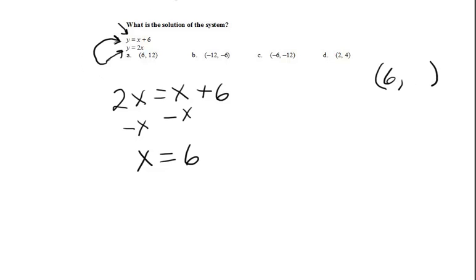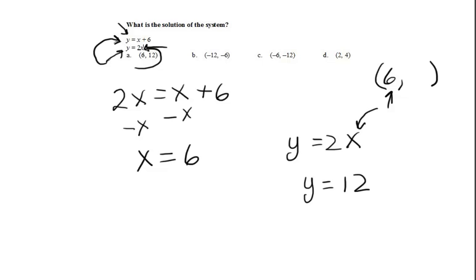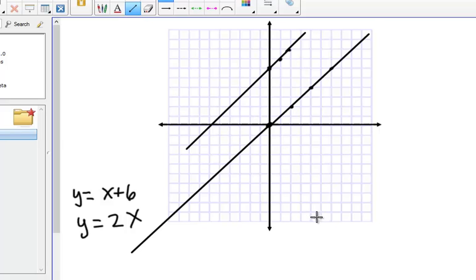And then to get y, I just plug 6 in for x. So I can just do that right here. So in this equation, y equals 2x. I know that x is 6, so I just plug that in for x, and I get y equals 12. So it's the point 6 and 12. We might have found that on the graph, but it would have been up here somewhere off the graph.